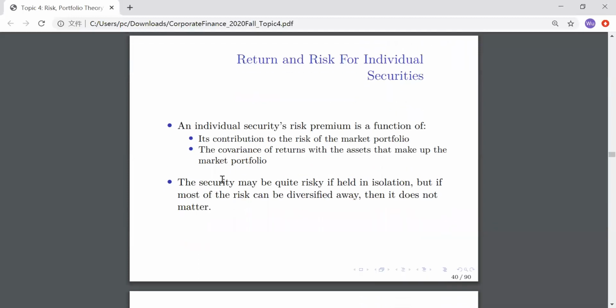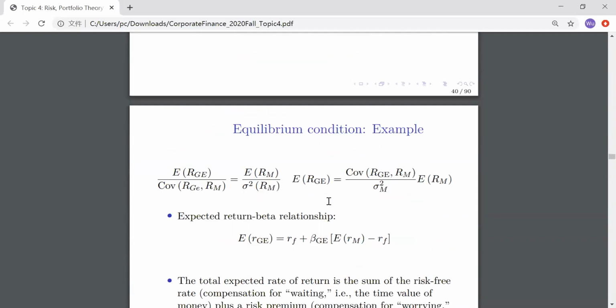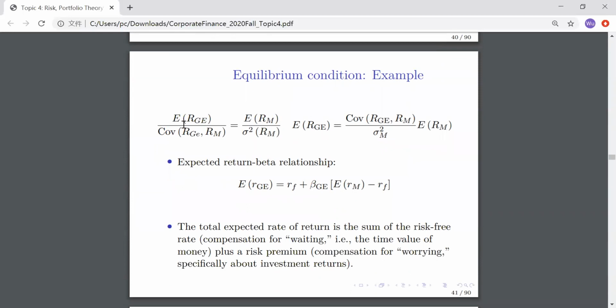So again, this point has been emphasized previously, right? The security might be quite risky if held in isolation, but if most of the risk can be diversified away in a portfolio, then it does not matter, right? So all that matters is the contribution to the risk of the market portfolio. So this is the equilibrium condition in the capital asset pricing model.